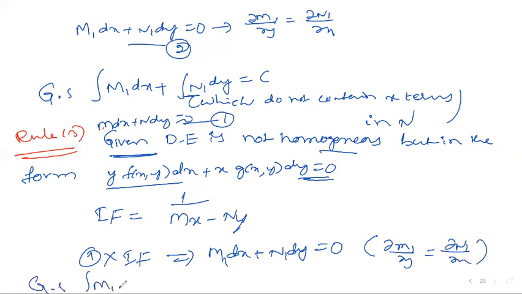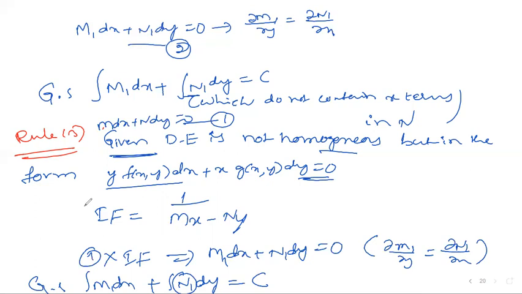Then the general solution is the same: the integration of M1 dx plus the integration of N1 dy equals c. Means we should take only y terms in N1; we don't take x terms in N1. Yes, if the given differential equation is not exact but homogeneous, go to rule 2.